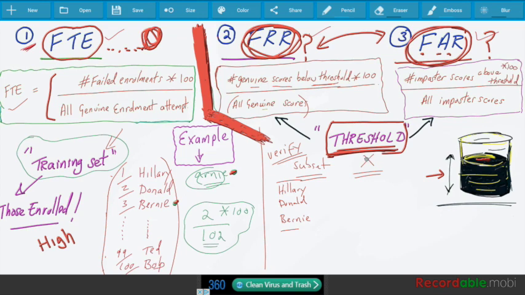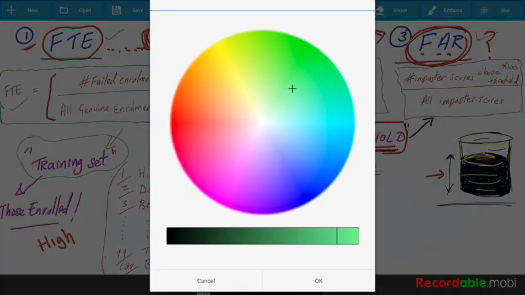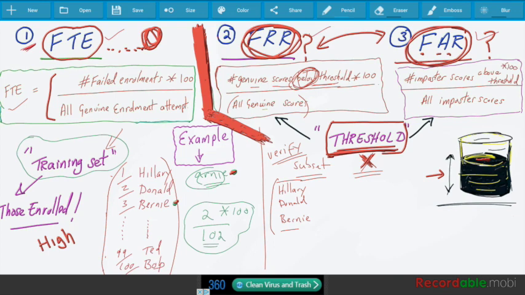So let's say your threshold is like here. Whatever number, it doesn't really even matter what the unit is. If X is your threshold and your score is below X, well then you're going to get rejected. That's a rejection. Now with the FRR, it's all the genuine scores that are below that threshold. So let's just take this example again. We have Hillary, Donald, Bernie. I'll change the color here to make it slightly more understandable.